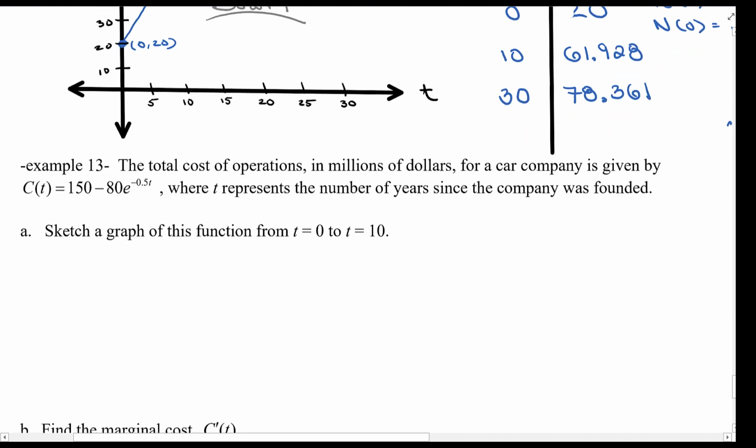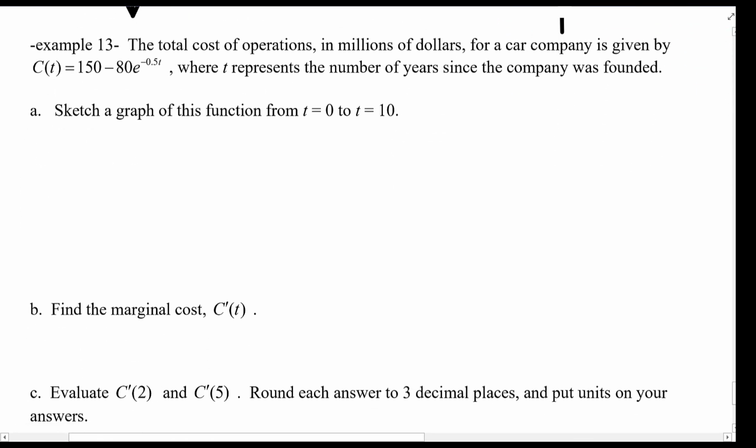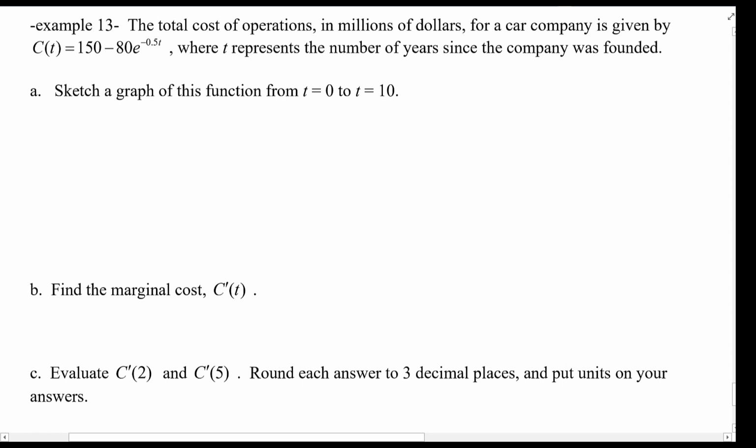Example 13. The total cost of operations in millions of dollars for a car company is given by C of t is equal to 150 minus 80e raised to the negative 0.5t power, where t represents the number of years since the company was founded. A. Sketch a graph of this function from t equal to 0 to t equal to 10.